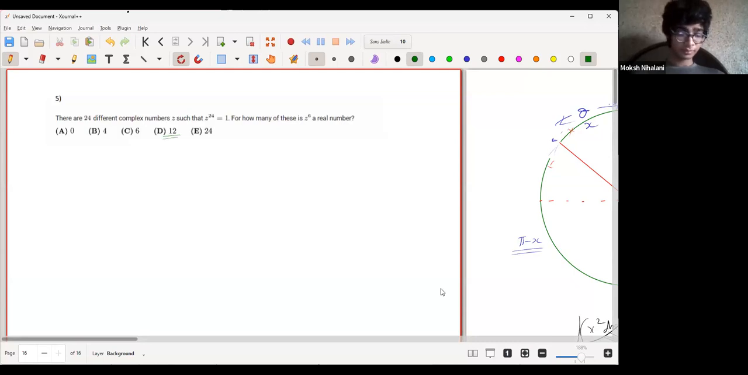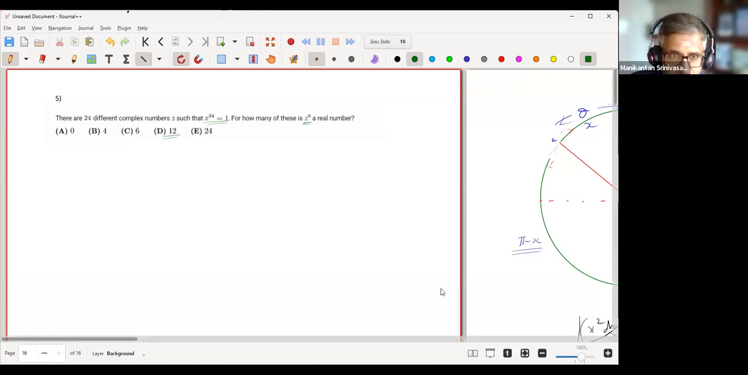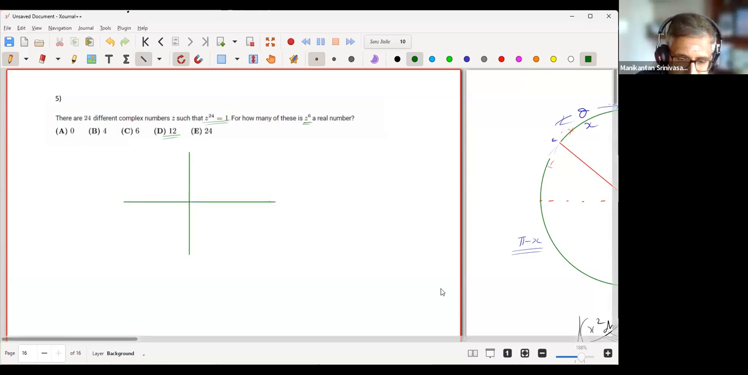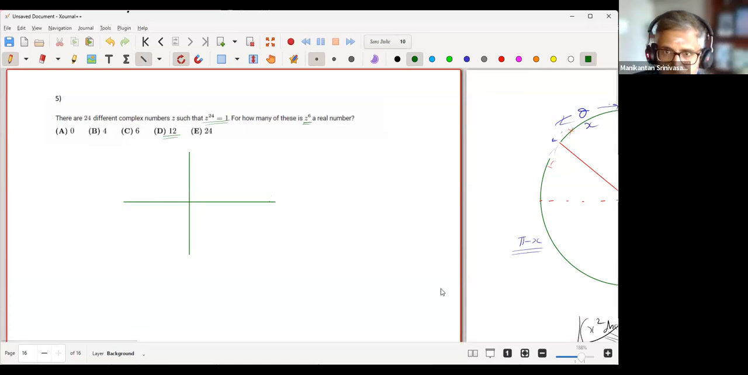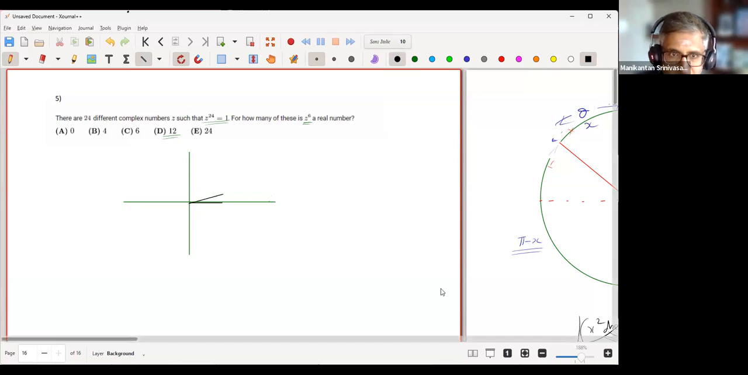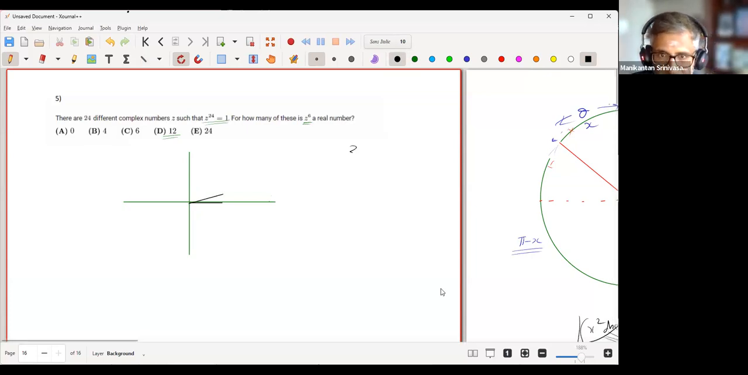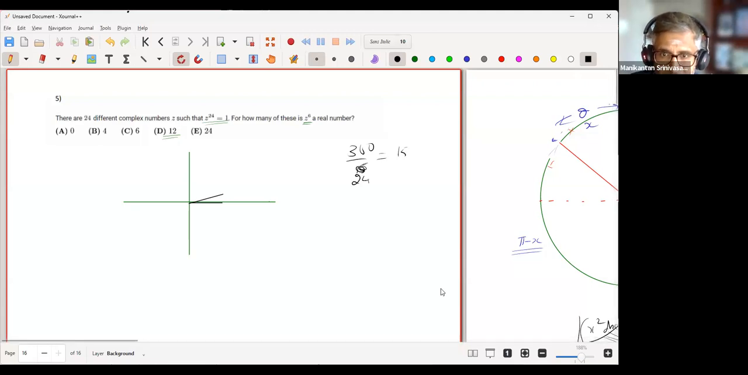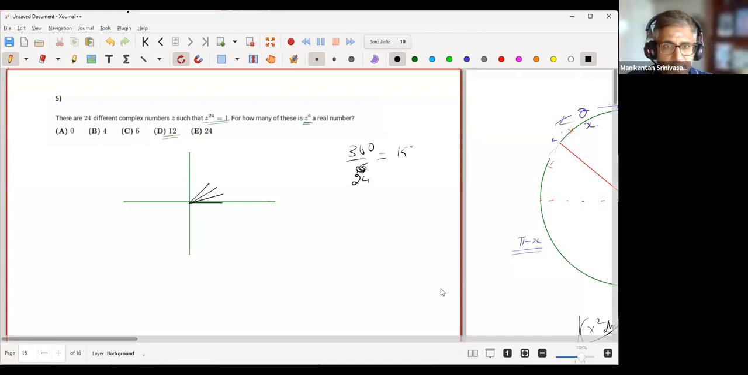Okay, so z power 6 is a real number. Z power 24 is 1. So which means each of those roots is equally spaced around the origin, right? The first root being here, and each of these will be at 360 divided by 24, I'm sorry, at 15 degree angles. So 15 degrees, 30 degrees, 45 degrees, and so on, right? And then he's asking how many of them have z power 6 as a real number.